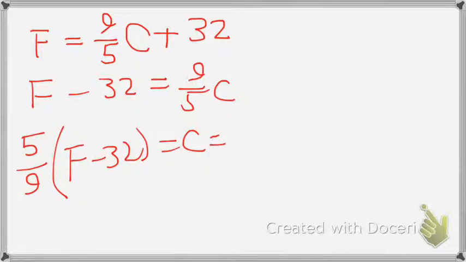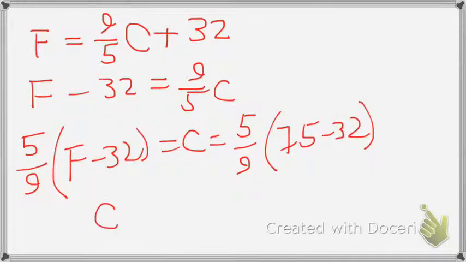So now we just plug and chug. 5/9 times (75 minus 32). So we utilize our calculator. 75 minus 32, times that by 5/9. And it's roughly 23.29 degrees Celsius. And please note, whenever you're using Kelvin, you don't use a degree sign. They just use K.